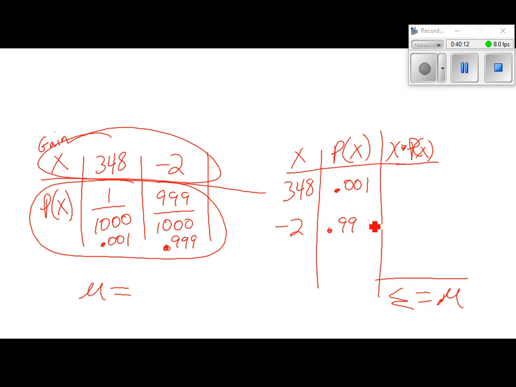If we have this, 348 negative 2. That'd be point zero zero one .999. And then if we multiply these two, that means we bump the decimal over 3 places, that's .348. And then, oh, I found it.